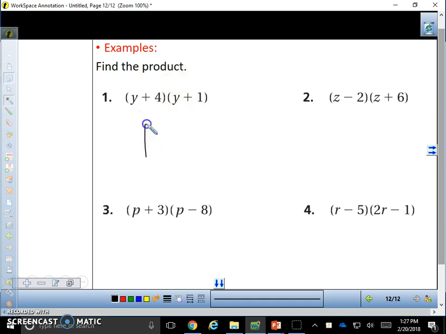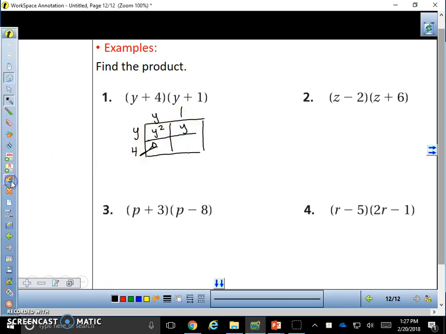So I'm going to set up a 2 by 2 rectangular array. My first one, it doesn't matter where you place them, is y and 4. My second one is y and 1. And I'm just going to go through and multiply. Y times y is y squared. Y times 1 is y. Y times 4 is 4y. And 1 times 4 is 4.